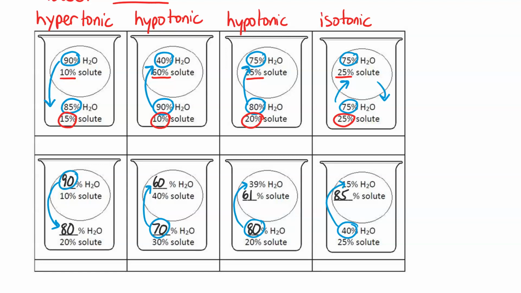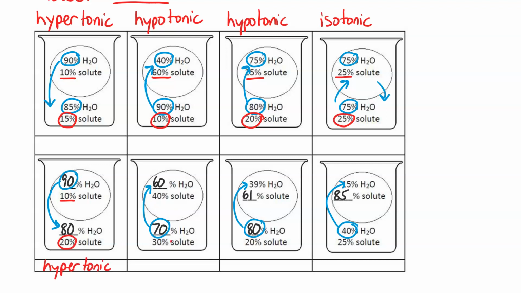And finally, looking at labeling the solutions as hyper, hypo, and isotonic. Remember, we're comparing solute concentration in those cases. So let's look at the solute concentration. Outside the cell is 20 versus inside the cell is 10. So there's more solute concentration outside the cell. More is hyper. So the solution is hypertonic.